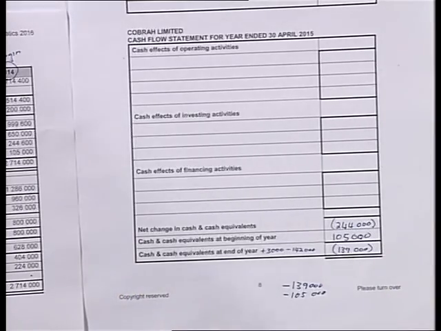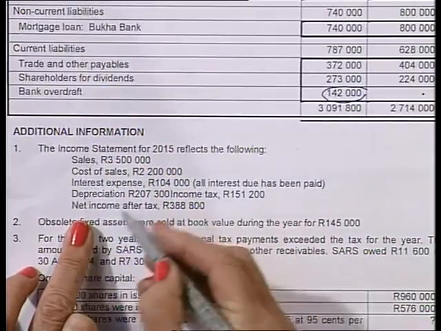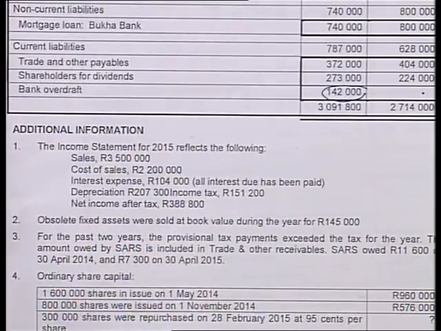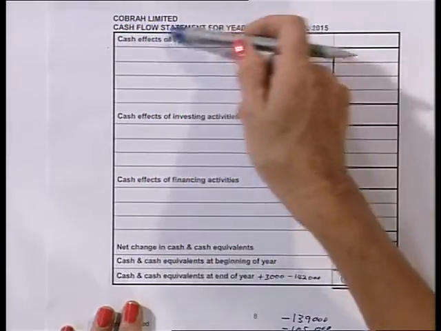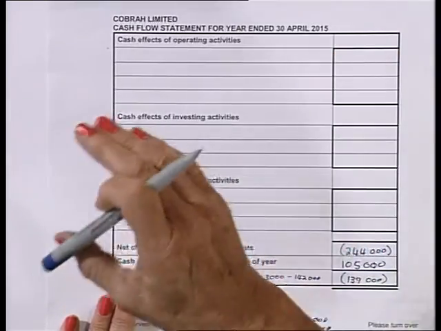244,000. If we look at our information, according to our income statement, we have made a profit after tax of 388,800. Now, how is it possible that you make a profit but your cash goes down? And now we're going to explain, and this is the purpose of a cash flow statement, to explain what happened with your cash. What was our inflow and what was our outflow?